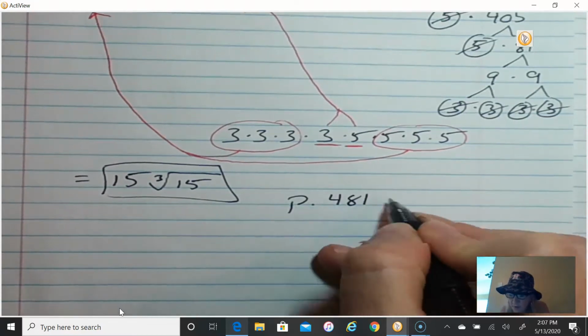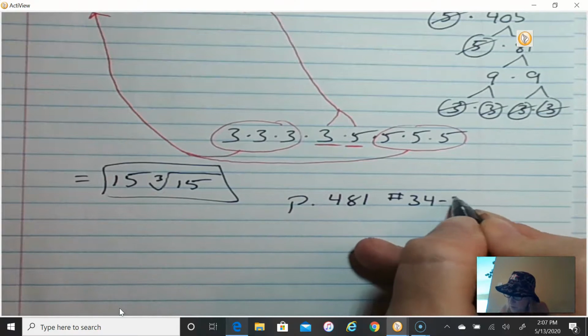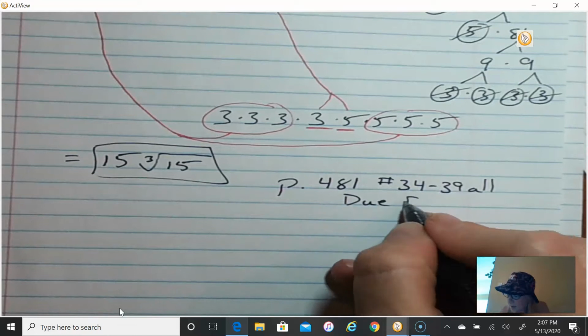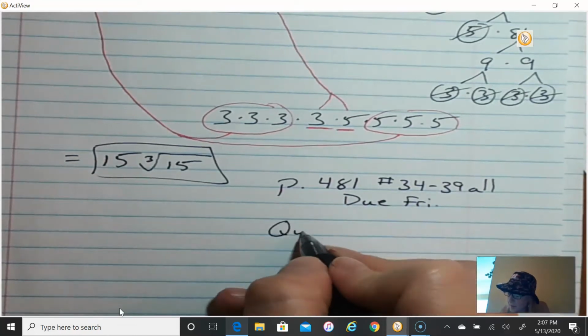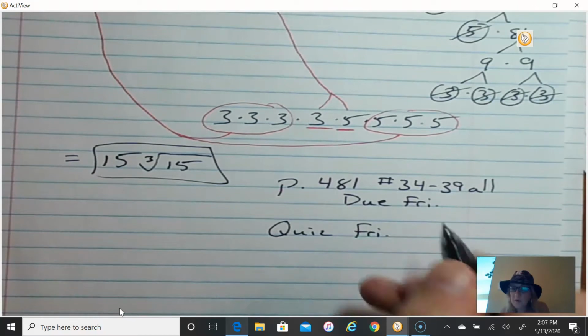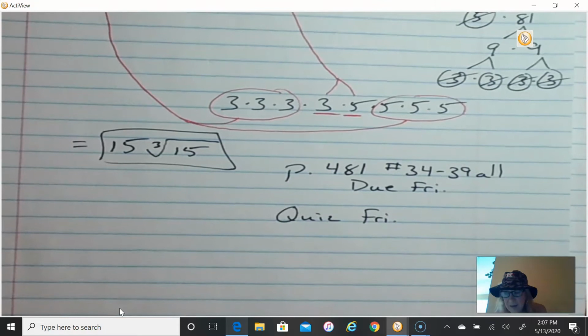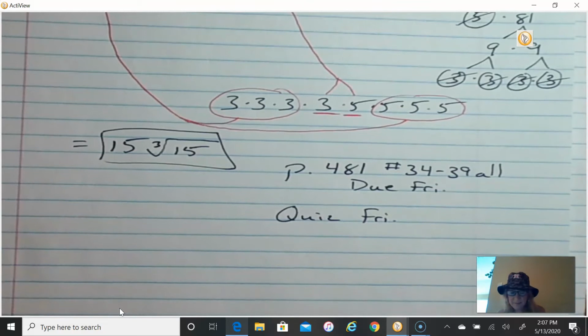Page 481, number 34 to 39, all. That's it. It's due Friday. Don't forget you have a quiz Friday. And I will post also exactly what you need to study. But I'm telling you now, just study your homework. Study your homework. Don't study the entire section because you didn't learn the whole section or the whole chapter or something. Just study what I taught you for this chapter. That's it. Okay? And then you're done. That's it.